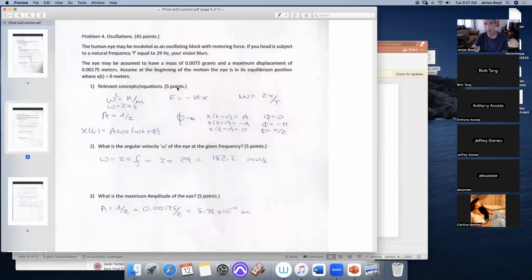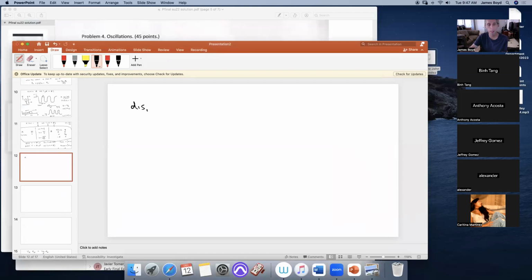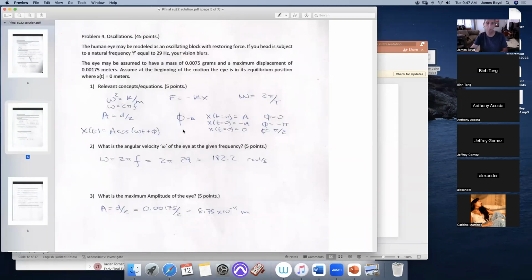If I look at a human eye, okay, the eye is 29 hertz. Shake your head, your vision blurs. I also know the mass, and this should be kilograms, by the way. I believe I fixed it. And you're told the maximum displacement. So displacement is your delta x. Remember, we want to find A, we want to find omega, and we want to find phi. So when I look at this, I need to find omega first.